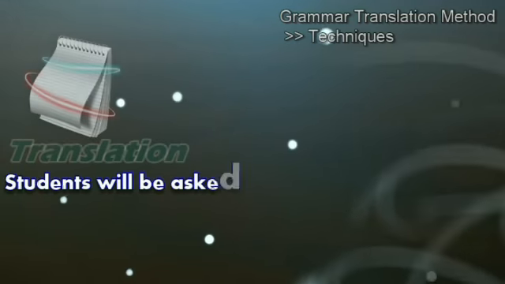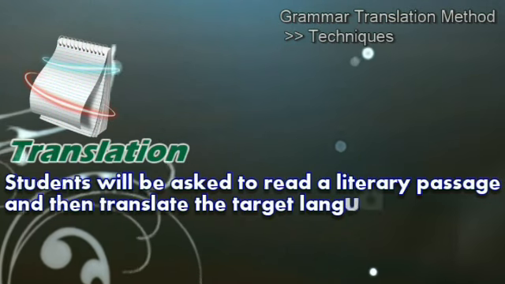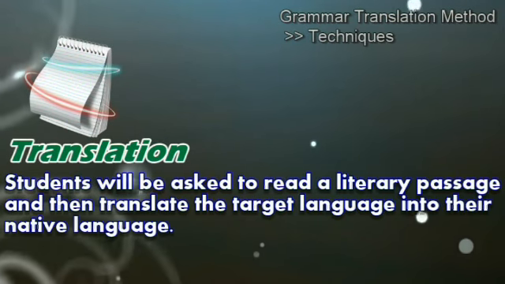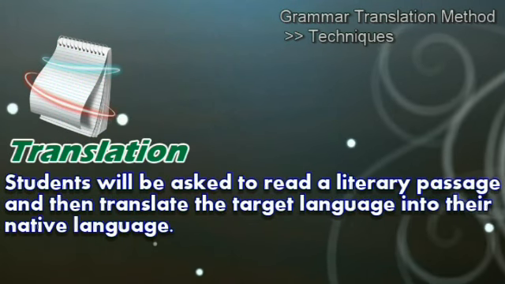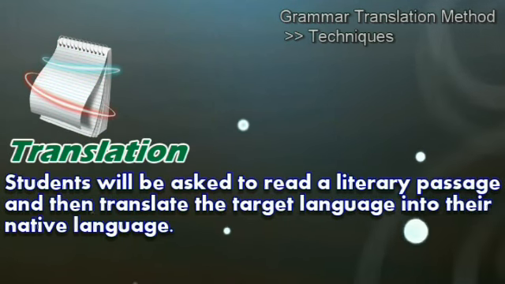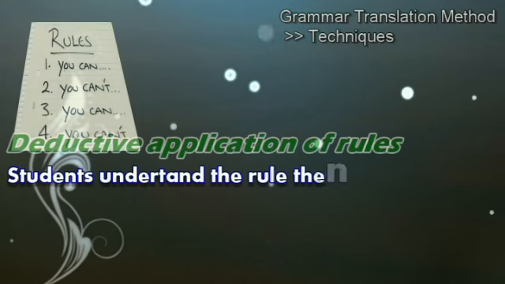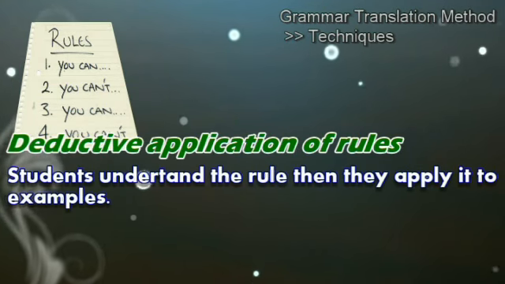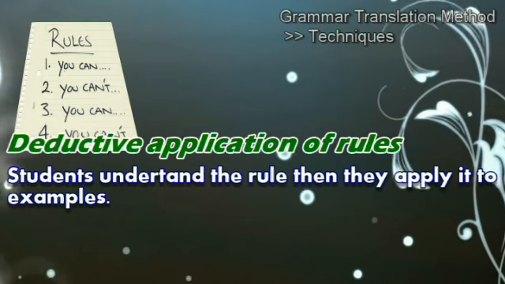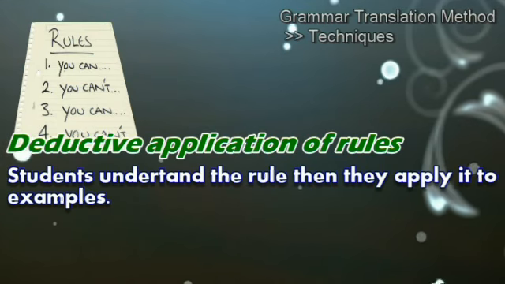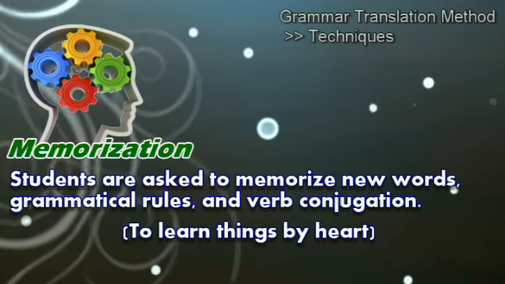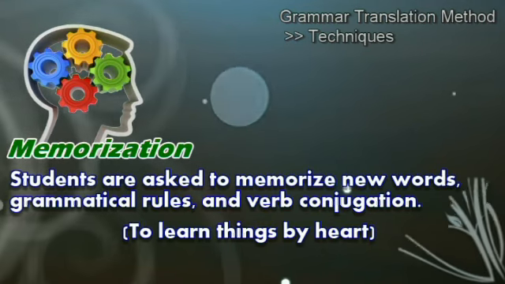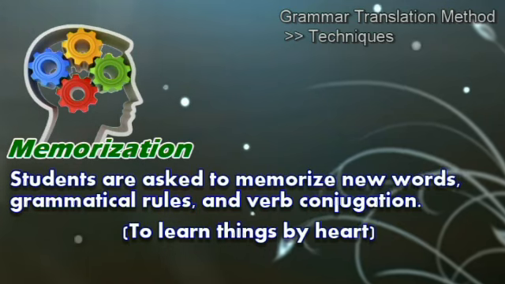Techniques. The first technique is translation. Students will be asked to read a literary passage and then translate the target language into their native language. In the deductive application of rule, students understand the rule, then they apply it to examples. In terms of memorization, students are asked to memorize new words, grammatical rules, and verb conjugation.